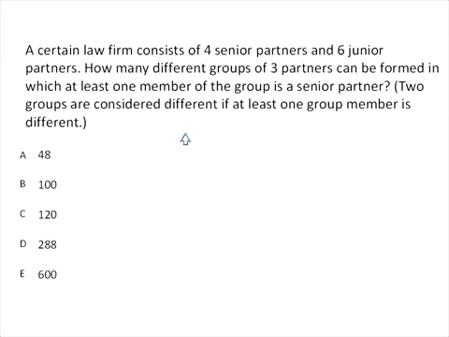Okay, let's have a look. A certain law firm consists of 4 senior partners and 6 junior partners. How many different groups of 3 partners can be formed in which at least one member of the group is a senior partner? So in this case, we can't really do this with a single calculation. Okay, we can try, but it's really not going to happen, because this means that we're going to have multiple possibilities. So this problem has multiple possibilities.